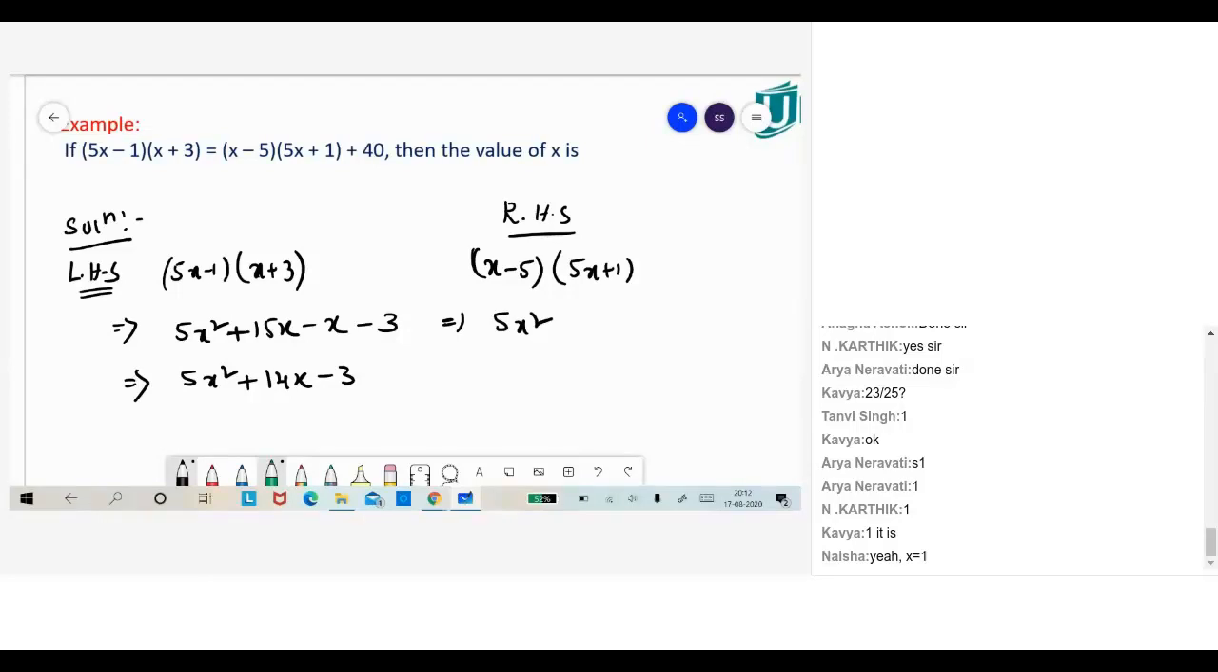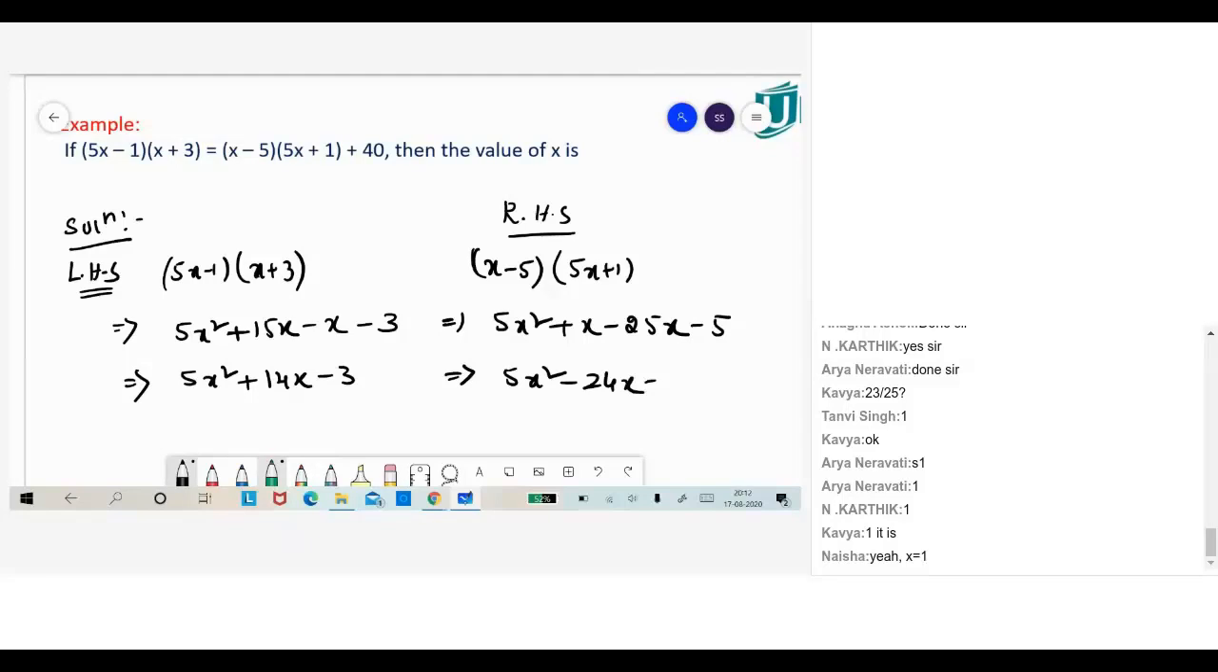Next, come to the next term, minus 5. Minus 5 into 5x is minus 25x. Next term is minus 5 into 1 is minus 5. Done? Now let's solve this. You have 5x square, x minus 25x is minus 24x. Next, minus 5 already is there.